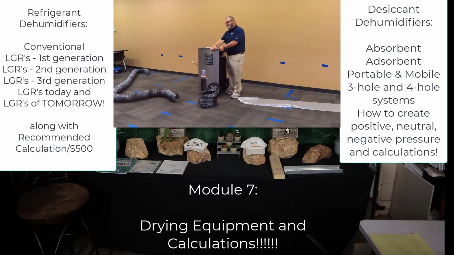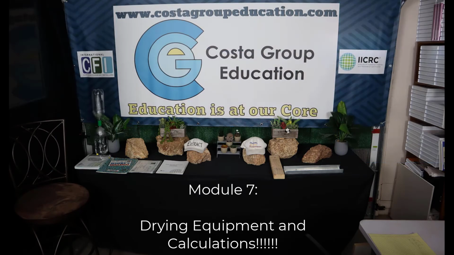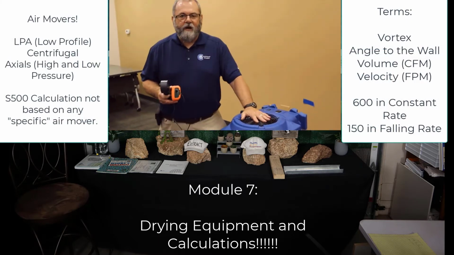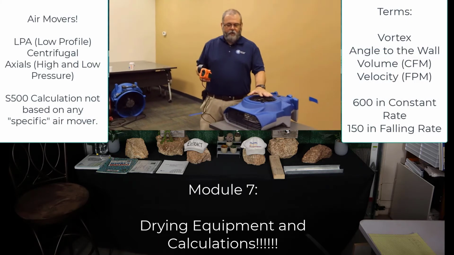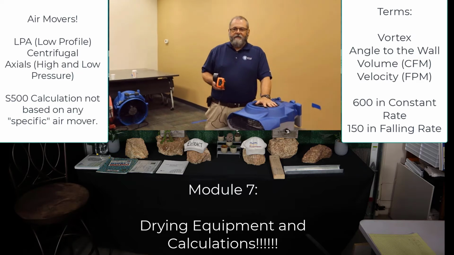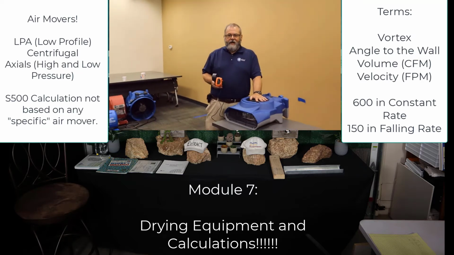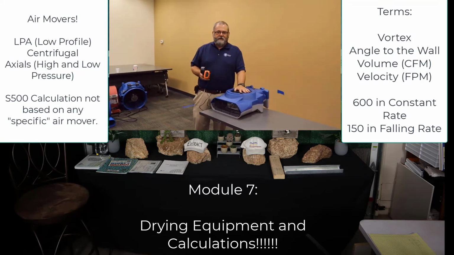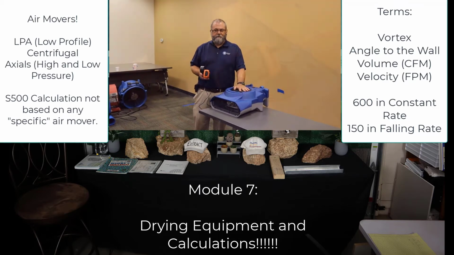Desiccants are probably one of the best machines to use when you're dealing with Class 4 bound water. And there are 3 major types of air movers. We have what are called low profile, we have centrifugal, and we have axial fans that come in 2 types, high pressure and low pressure.